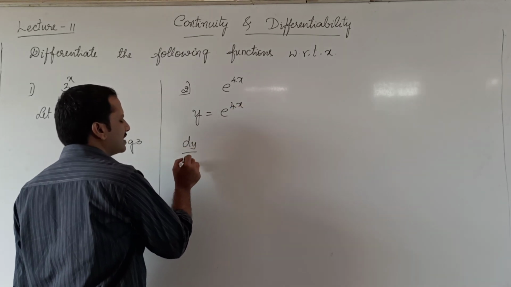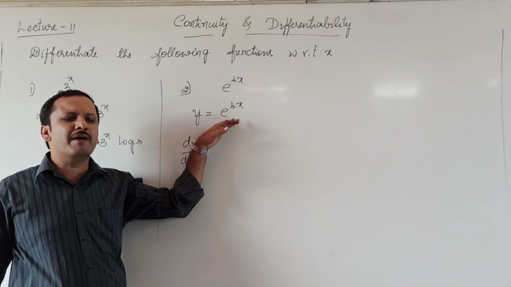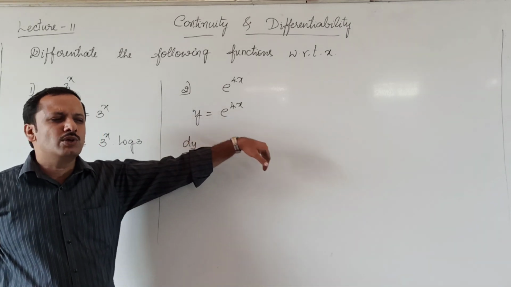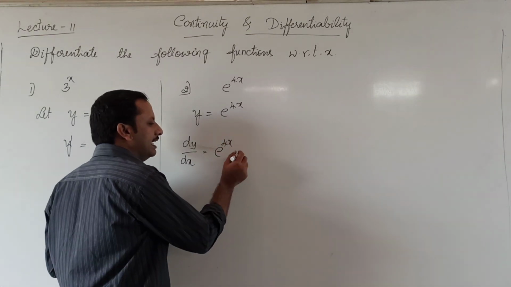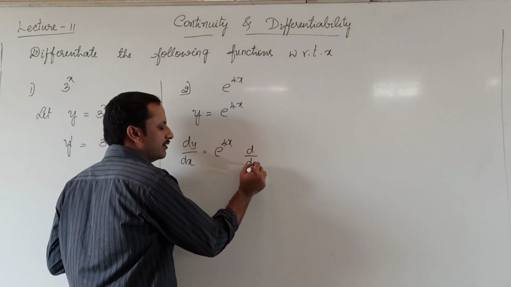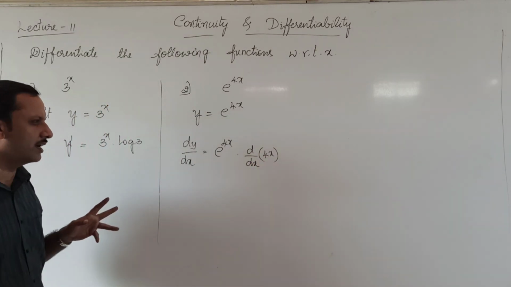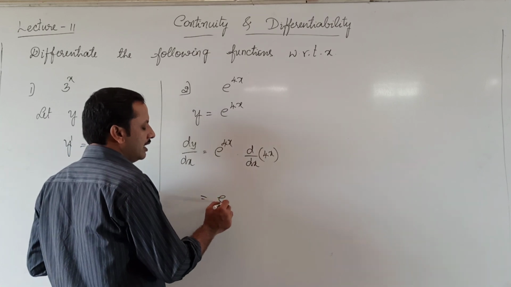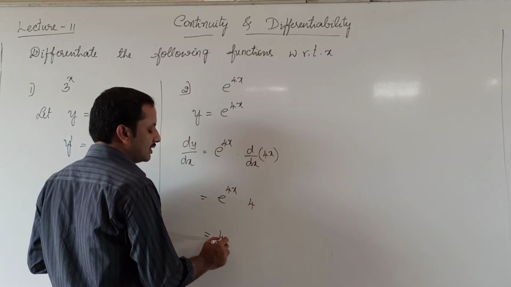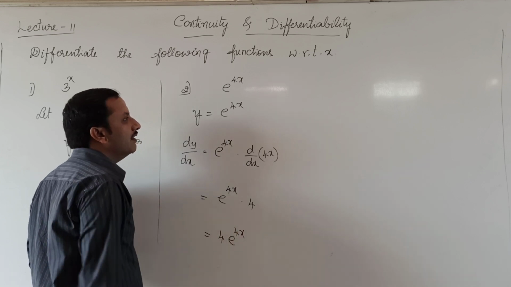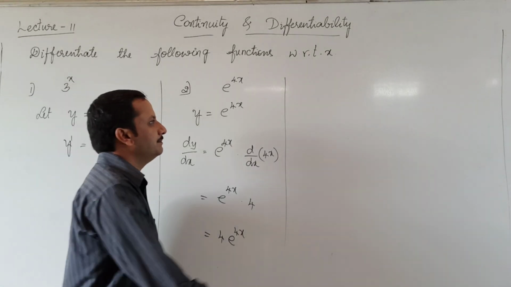Now dy by dx is equal to, this looks like e power x. Derivative of e power x is e power x itself. So derivative of e power 4x will be e power 4x into what next? Now I should differentiate that 4x into the derivative of 4x. That's equal to e power 4x into derivative of 4x is 4. So the answer is 4 into e power 4x. Okay.